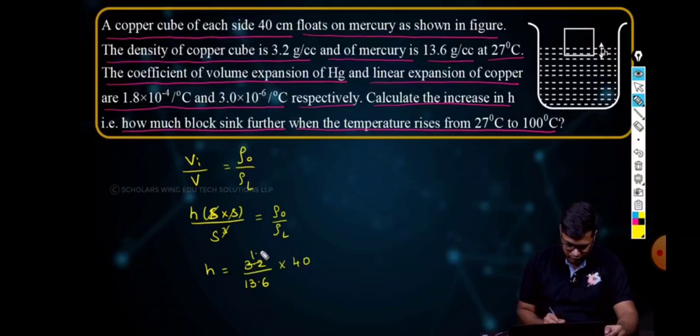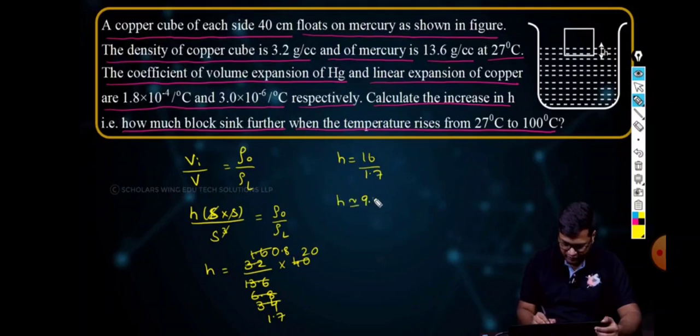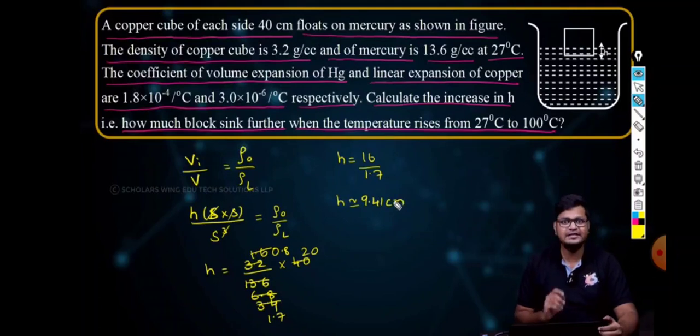Okay. So, simplifying the numbers, H is equal to 20 into 0.8, 16 by 1.7. So this will be approximately 9.41 centimeter. So initially 9.41 centimeter of the side of the cube is immersed inside this, sorry, inside mercury. Now, if the temperature is increased from 27 to 100 degrees Celsius, how much of this value will be immersed inside?